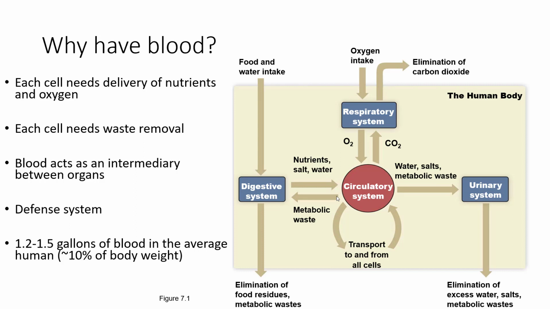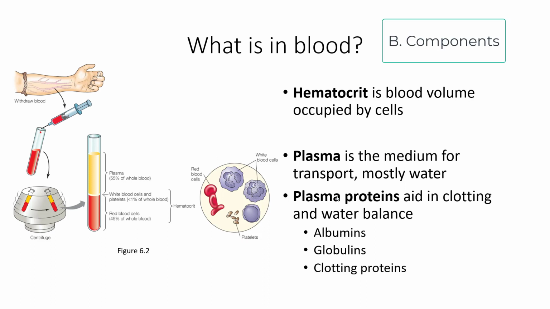And for your questions, there are about 1.2 to 1.5 gallons of blood in the average human, representing about 10% of the body weight. Your average human can lose 40% of their blood, and then they die. That's at 40%, they die. So losing 30% is very bad. Losing 40% is death.